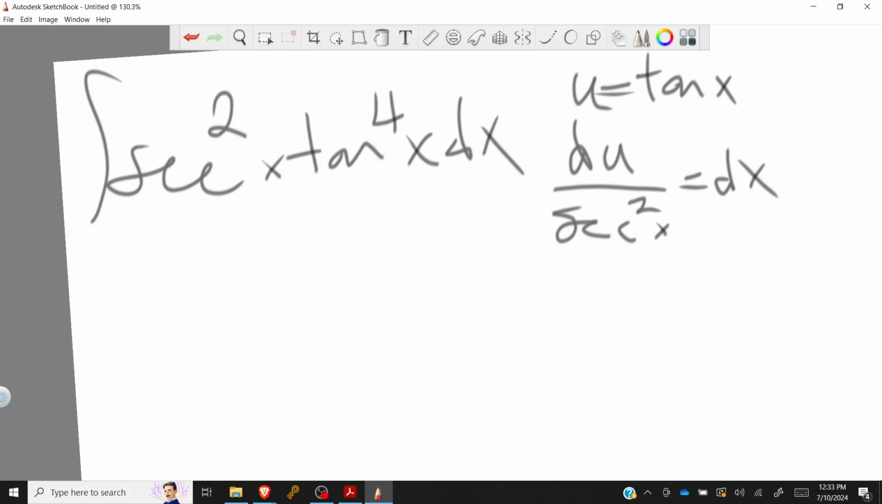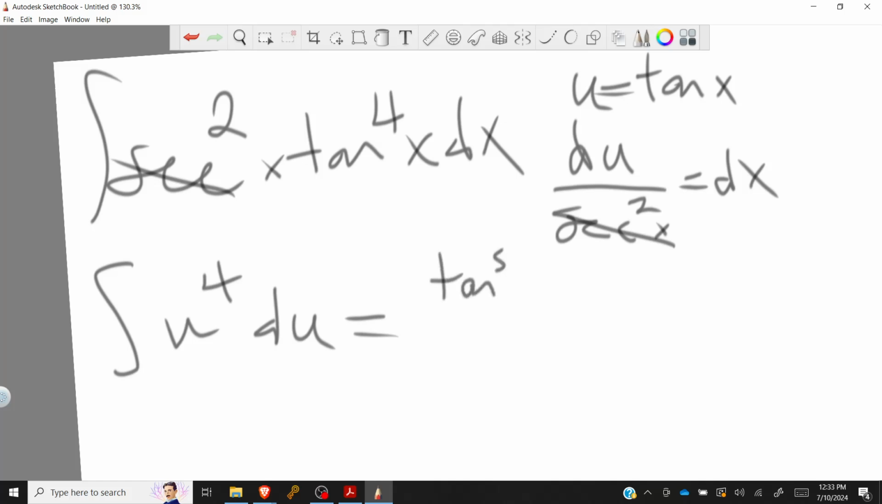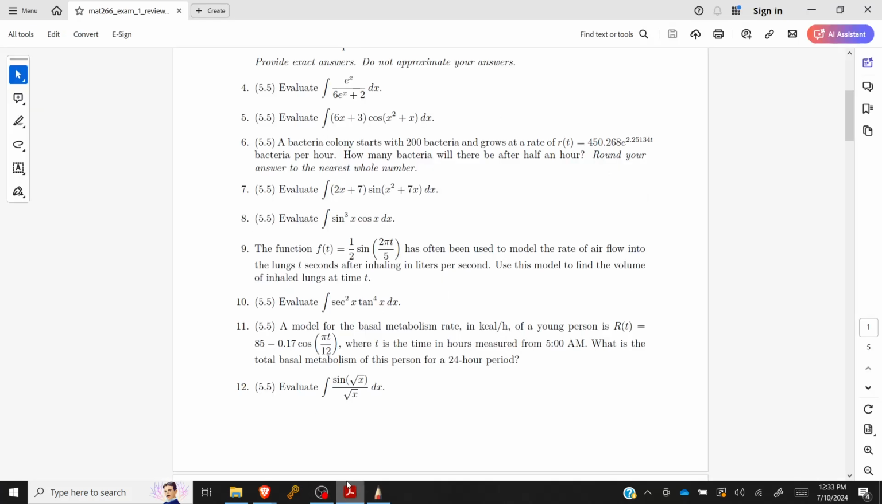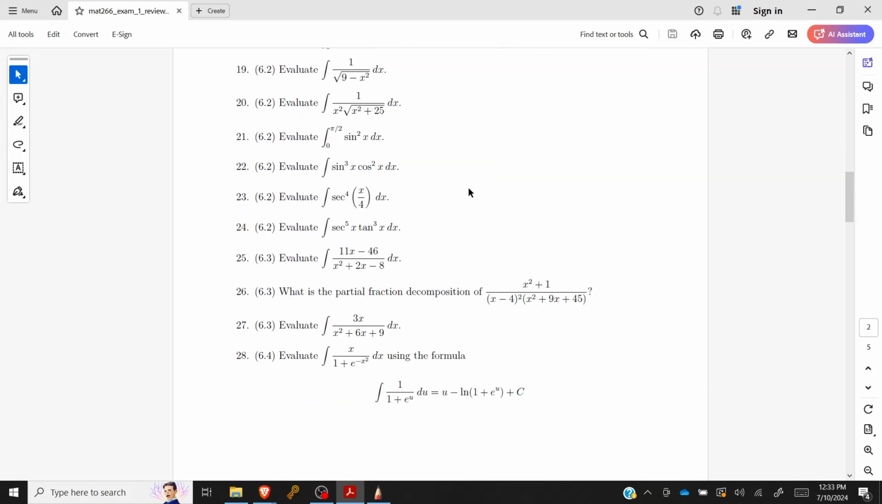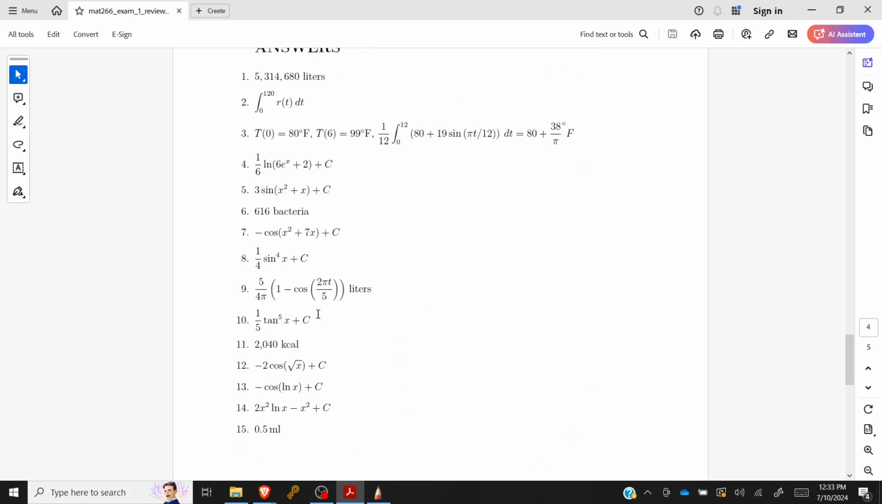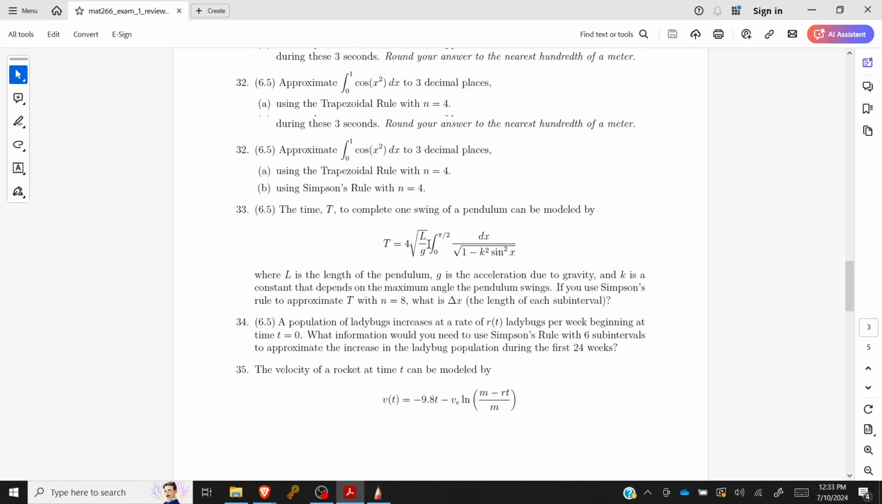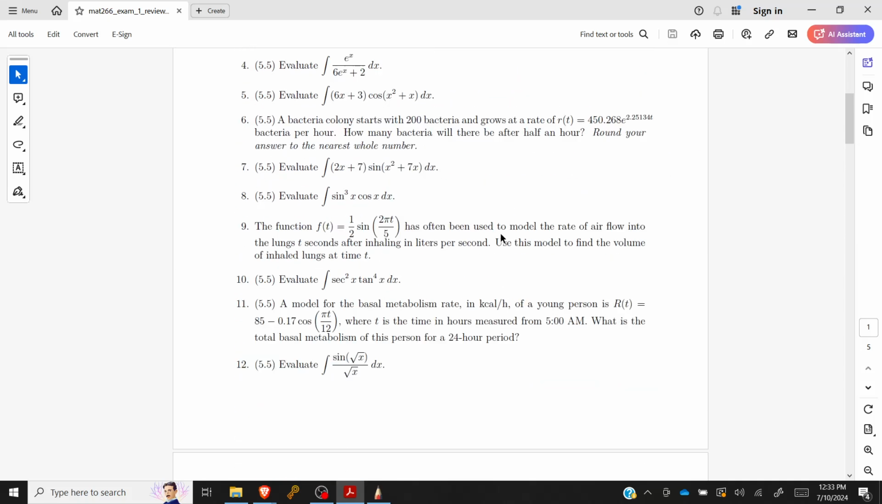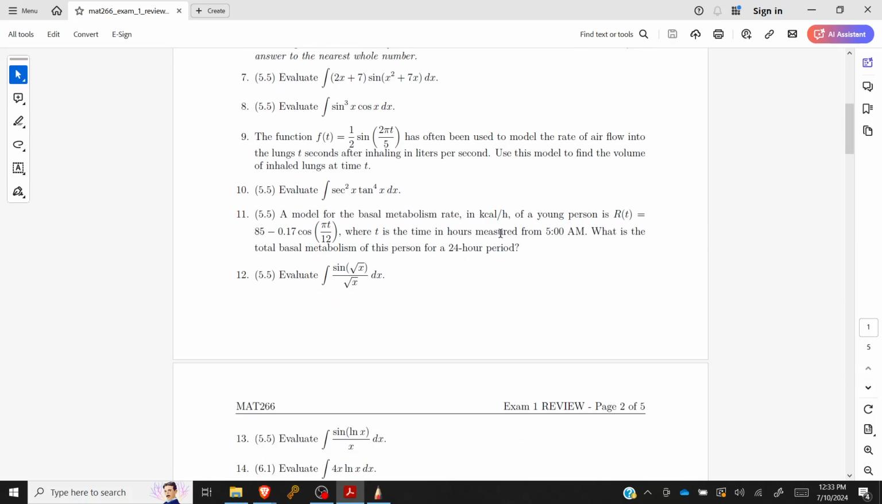So you can see when we plug in dx, these secants will cancel out and we'll just be left with u to the 4th du. And that'll be equal to tan to the 5th x over 5 plus c. So recognizing stuff like that is going to make your life easier. Sometimes if you see some odd or even powers with trig functions, you'll try to do the Pythagorean identities, but sometimes it's not necessary.